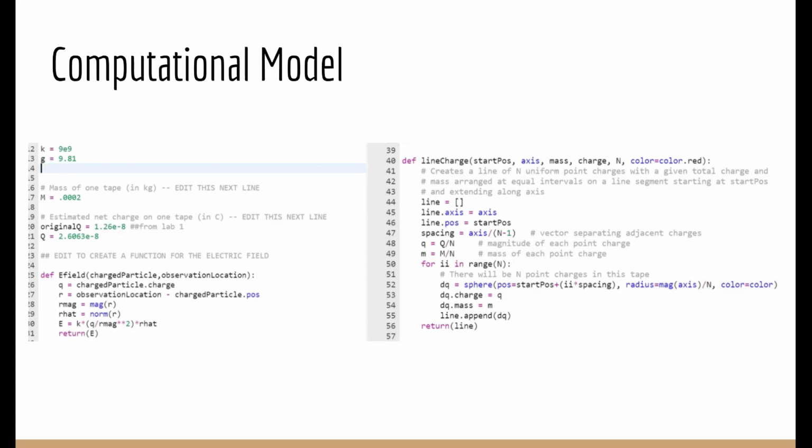The constants were initially defined at the top, and then the charges from lab 1 were also noted. The electric field is then calculated using kq over the magnitude of r squared times r hat and applying the principle of superposition in the for loop. I think that's on line 50. The net electric field by the tape can be found, and we can come to the conclusion that F grav equals F electric.